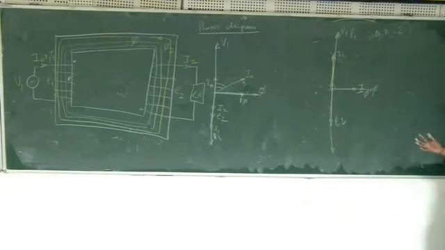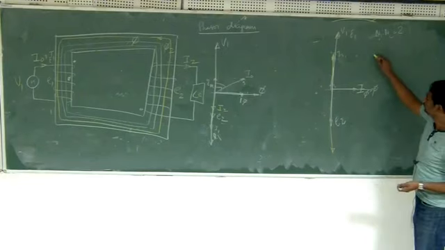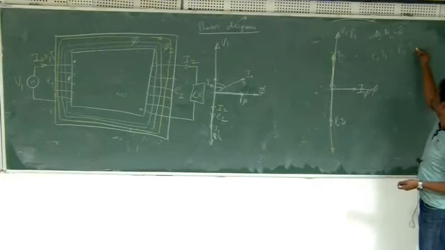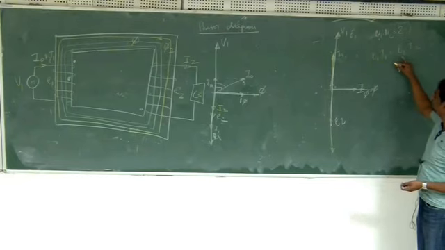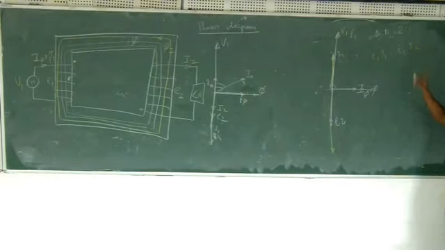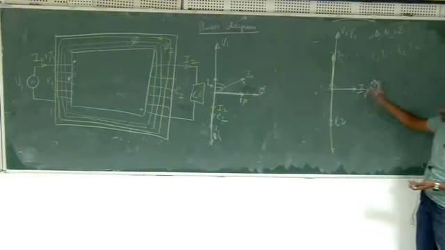Because input power should be equal to output power. Okay. How to make input power equal to output power? You should make E1 I1 equal to E2 I2. So if E1 is becoming half, then the I2 should become double. Then the product is maintained. Okay. So that part we should take care.